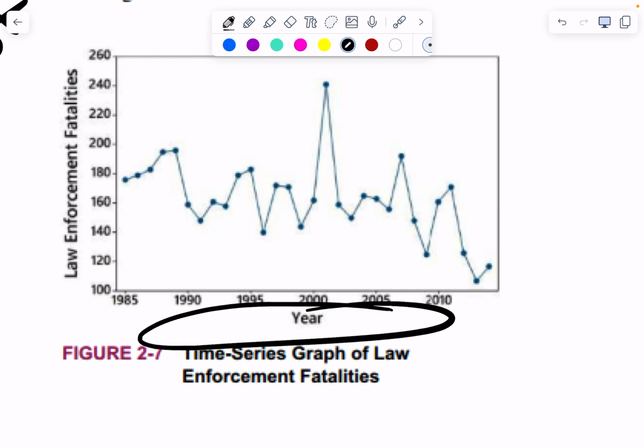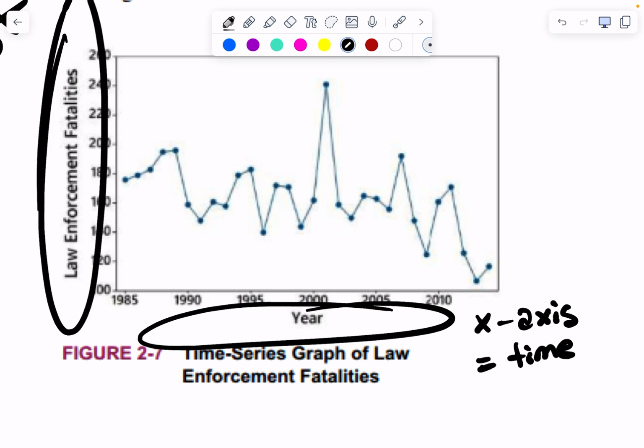And your x-axis equals some sort of time period, usually in years. It might be in months, right? So they do this on the news. If they're talking about rainfall over the course of different months, like average rainfall per month, they might do a time series graph. This is another axis you have to label.